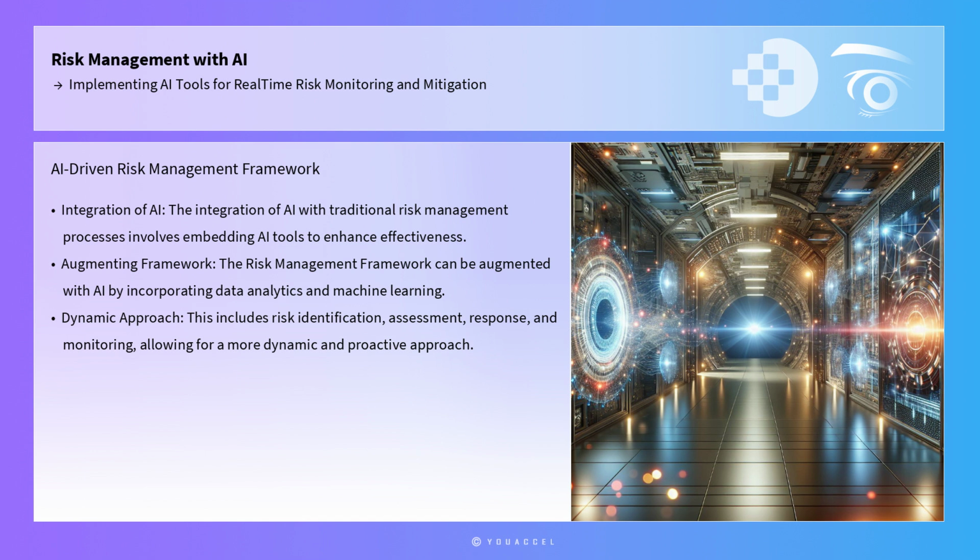A key framework in AI-driven risk management is the integration of AI with traditional risk management processes. This involves embedding AI tools into the existing risk management framework to enhance its effectiveness. The risk management framework, widely used in various industries, can be augmented with AI by incorporating data analytics and machine learning at each stage of the risk management process. This includes risk identification, assessment, response, and monitoring, allowing for a more dynamic and proactive approach to risk management.